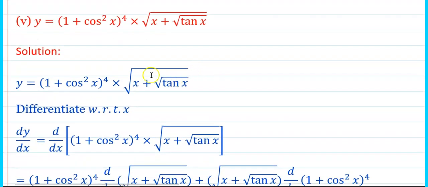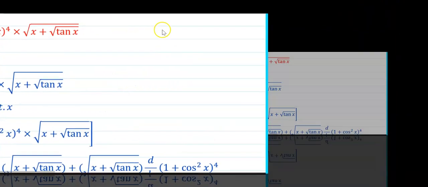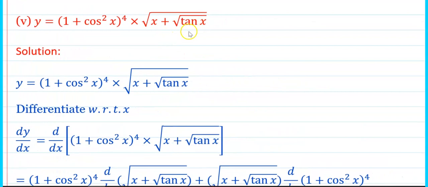Now we take the next question. y is equal to (1 plus cos square x) bracket raised to 4 into (root of x plus root of tan x). Okay. Now here again the product of two functions. It means y is equal to u into v. It implies that dy by dx is equal to, what is here? u into derivative of v plus v into derivative of u. Okay. या प्रकारे.